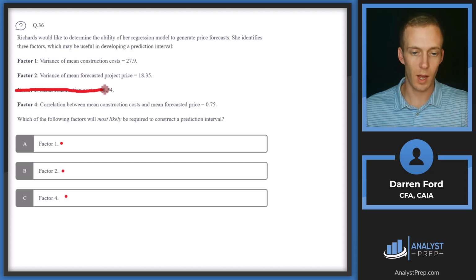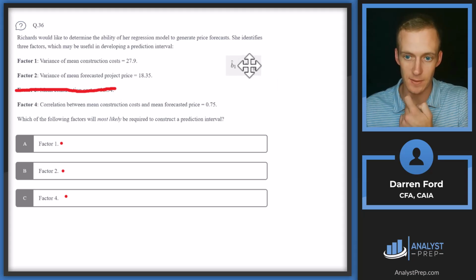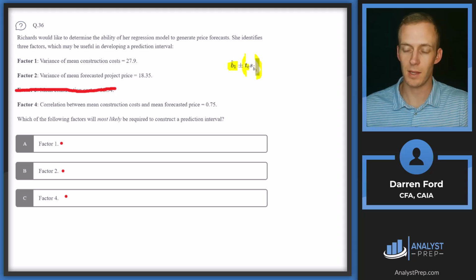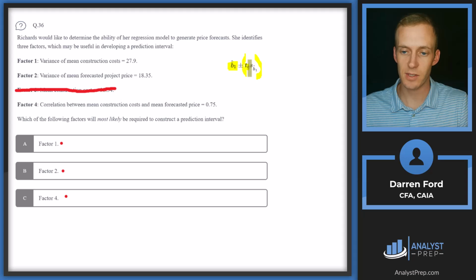So we can kind of just ignore factor 3 for now. And I think the best way to look at this is from the lens of the formula that we'd be using for the prediction interval. So for this prediction interval, it's going to be the slope coefficient, so b hat, and then we're going to be doing plus or minus this value here. And so the TC variable here is going to be the critical value at a two-tailed test. It'll be a two-tailed test since we're doing a prediction interval. We're doing that plus minus. And then we're multiplying that by the standard error of the regression coefficient.